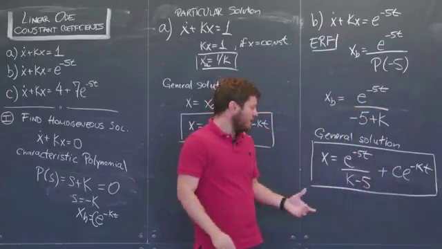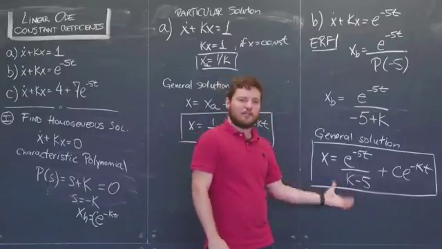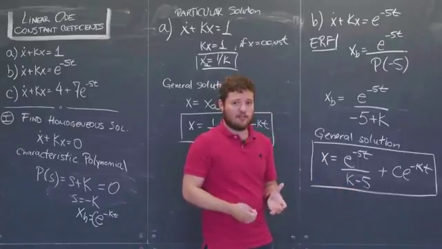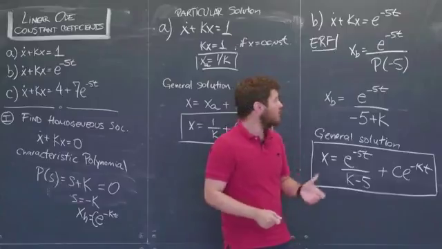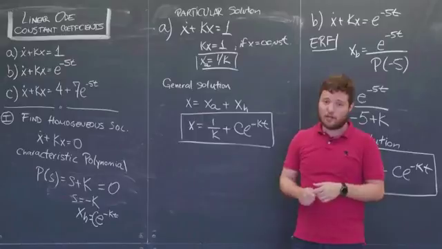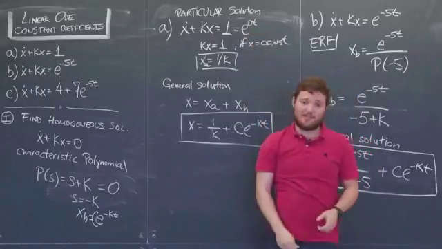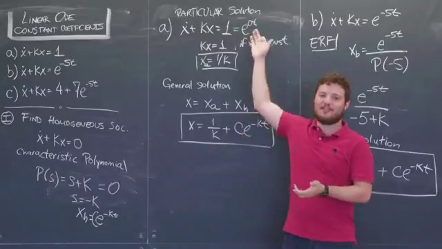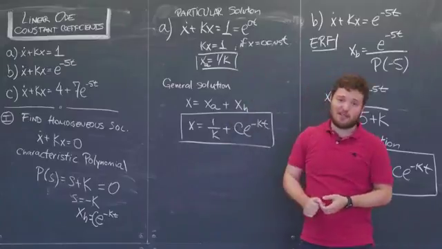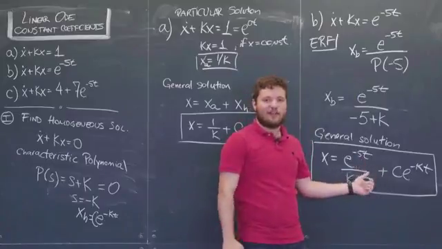Note an important thing here. What happens if k is equal to 5? Then this denominator goes to 0, and this solution is undefined. We'll need to look at another method to solve this. But just one last thing that I want to point out is that the ERF could also have been used here in part A, if we think of 1 as e to the 0t. That's true, that's an exponential, and if we use the exponential response formula, we would have gotten the same answer. You should try that. We'll go back to the case now where k is equal to 5 in the next video.